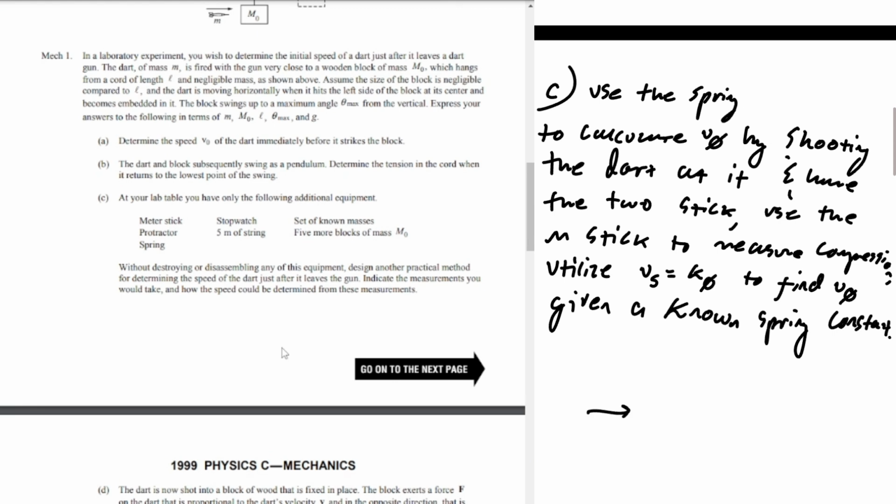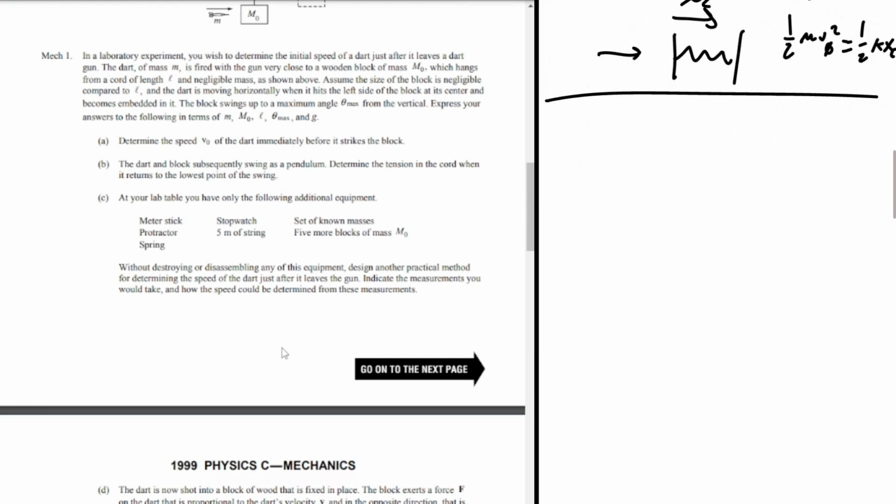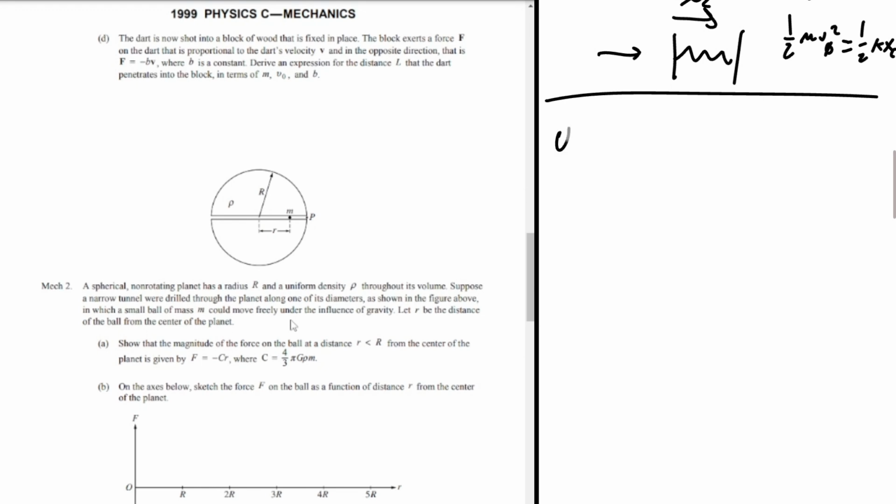Basically, they're just going to shoot the dart at a spring, and whatever distance that spring compresses, given a spring constant, you'll just set up 1/2 m v naught squared equals 1/2 k x squared, and then you can solve. Let's move on to the next question. Part D, let's see. The dart is now shot into a block of wood that is fixed in place. The block exerts a force F on the dart that is proportional to the dart's velocity v and in the opposite direction. That is, F equals negative bv, where b is a constant. Derive an expression for the distance L that the dart penetrates into the block in terms of m, v naught, and b.